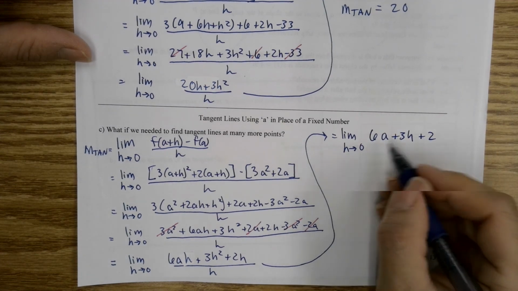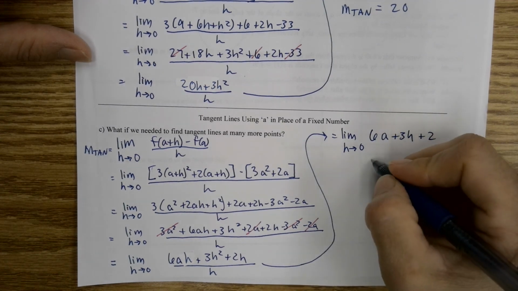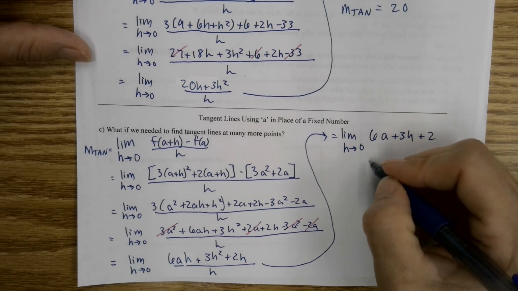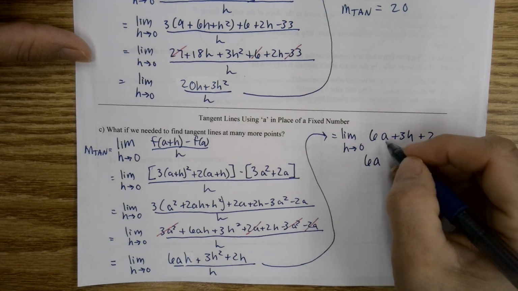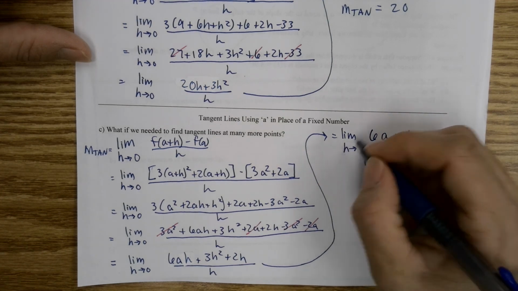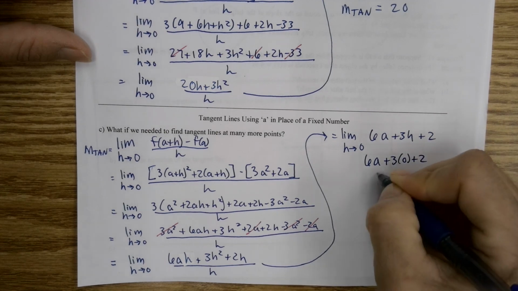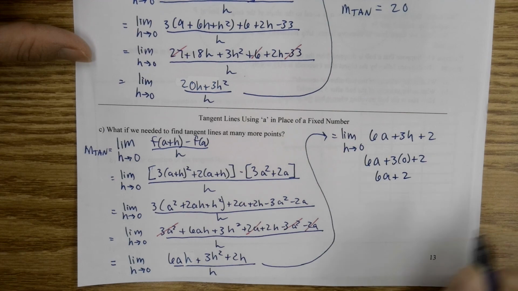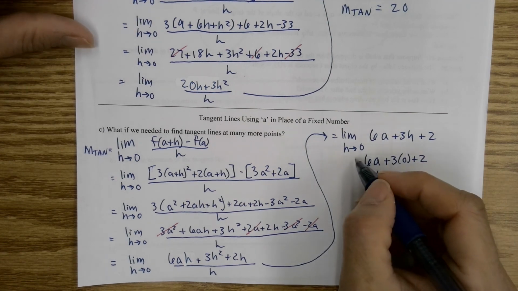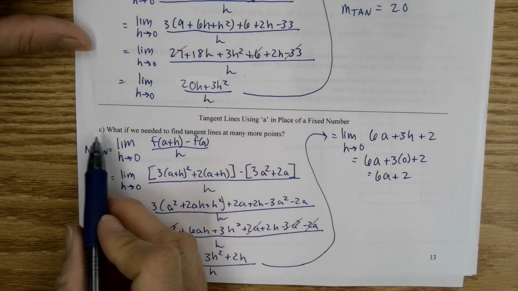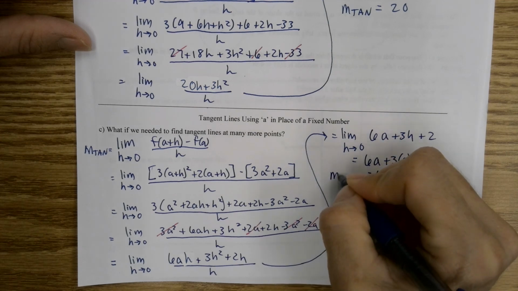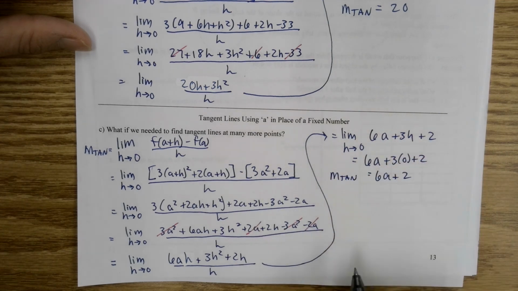And now I'm going to substitute 0 in for h. Just like we do when we evaluate limits, we use direct substitution. Make sure you don't substitute in for a. We only substitute in for h. So 6a plus 3 times 0 plus 2 leaves us with 6a plus 2. So what did we really just find? We just found an expression for the slope of our tangent line.